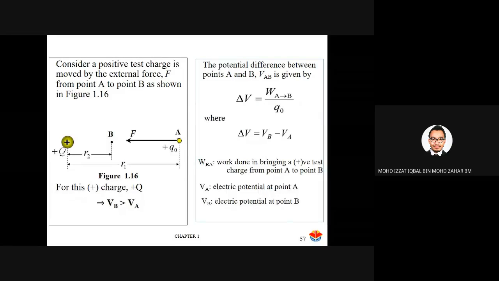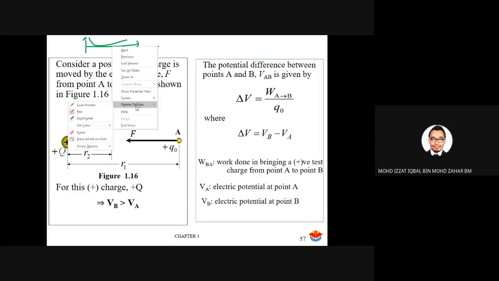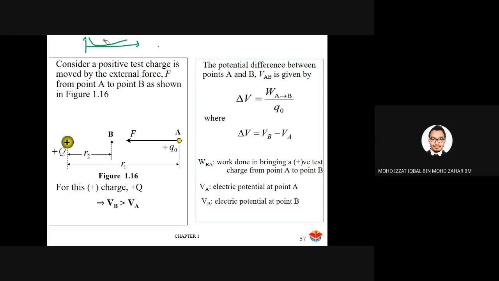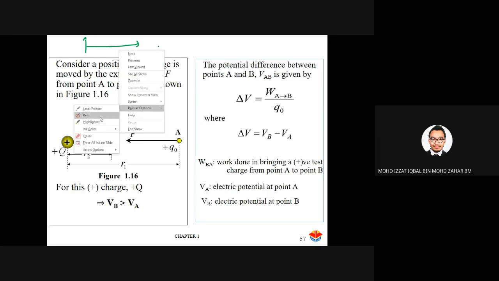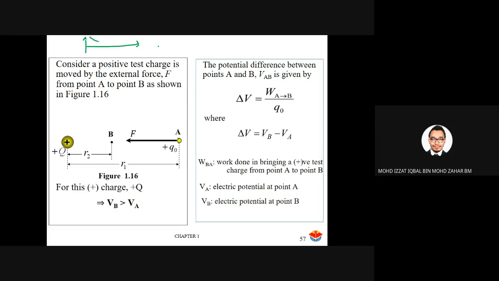Okay, for this one, you can try to draw the graph again so that you can see. This one is a positive charge. So you expect the graph will look something like this. It will decrease from high to low.